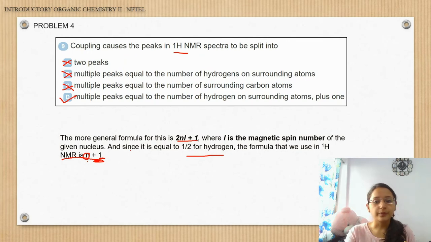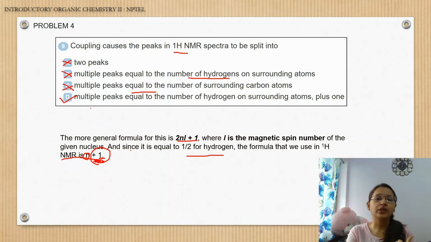So this is the explanation of the coupling that is occurring in the 1H NMR, and as it is not because of the carbon atom, C could not be a correct option. And two peaks is not always necessary. Multiple peaks equal to the number of hydrogen atoms on the surrounding atom is very much clear, but the integer here, that is plus 1, can't be neglected. So option D is the correct one. I hope it is clear.